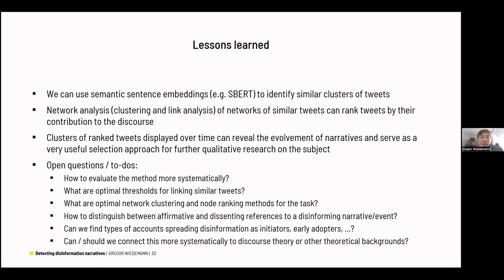And then the question is, can we find types of accounts spreading disinformation as initiators? This is quite straightforward, and we are already working on that. And the question is, can and should we connect this more systematically to discourse theory or other theoretical backgrounds? And I would be happy, of course, also to discuss some of these questions with you. Thanks for listening.